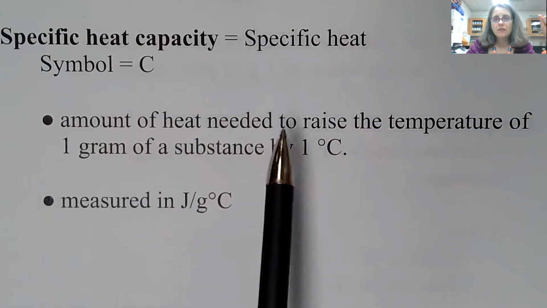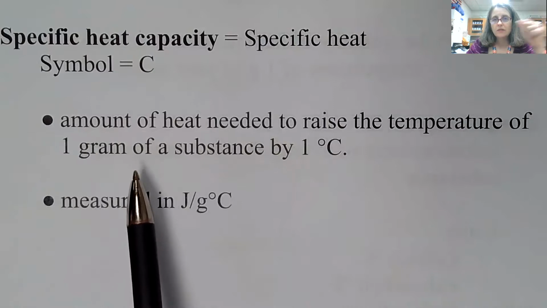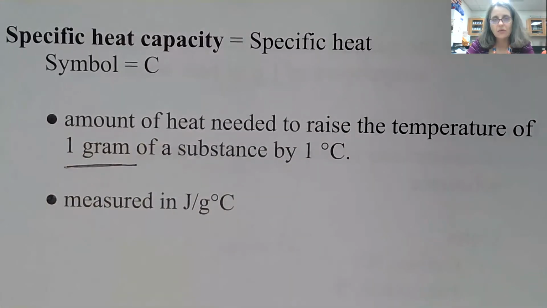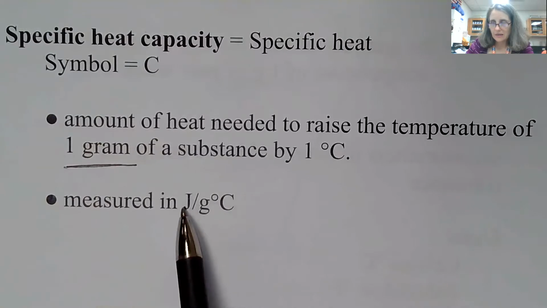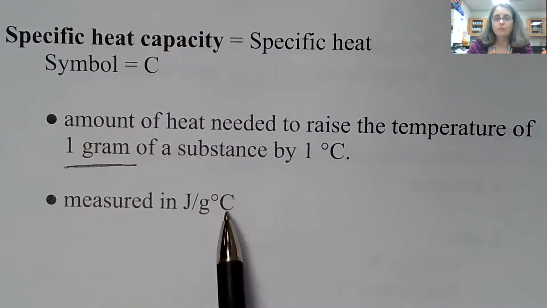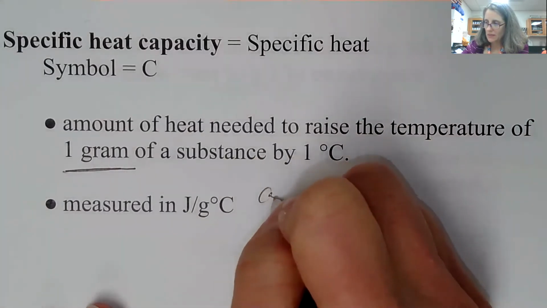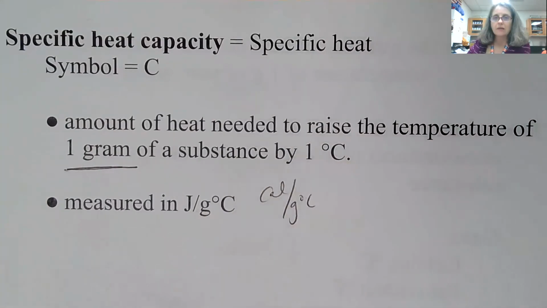It is the amount of heat needed to raise the temperature of 1 gram of a substance by 1 degree Celsius. What's different about specific heat capacity is that it's talking about 1 gram of a substance. So this unit is going to be joules, heat on the top, but then it's per 1 gram per 1 degree Celsius. That's why it's joules per gram degree Celsius. It could also be calories per gram degree Celsius. That's the unit we use most often, specific heat.